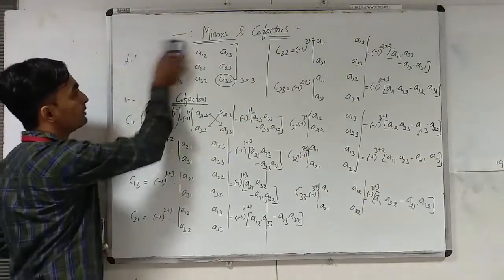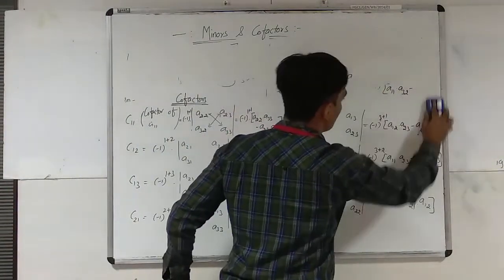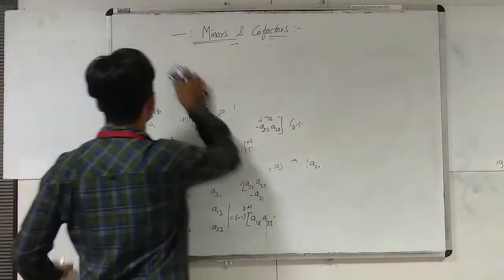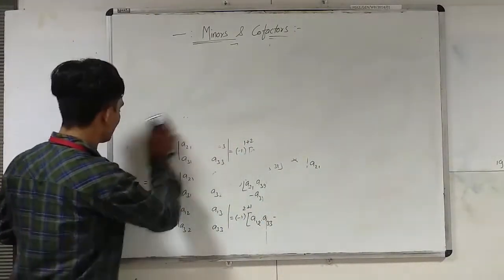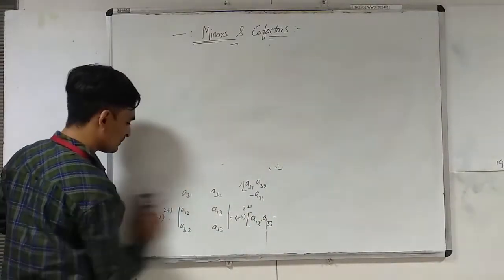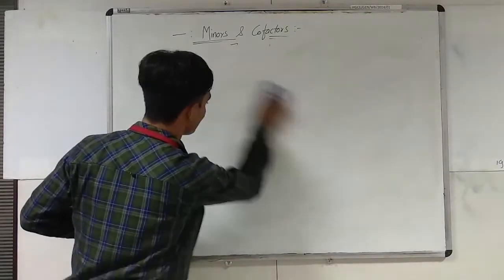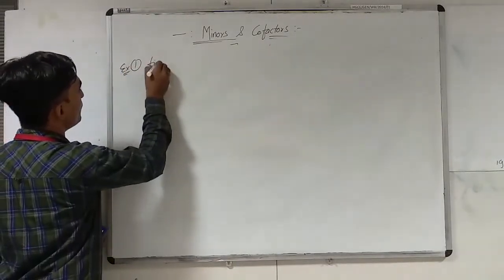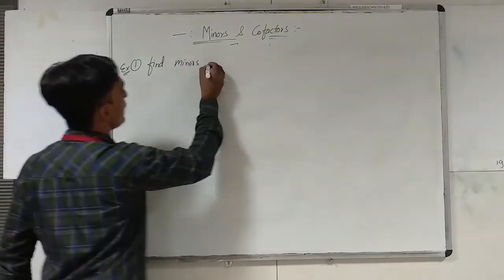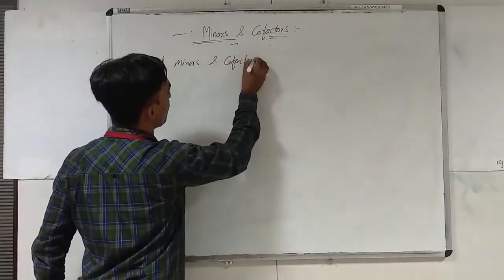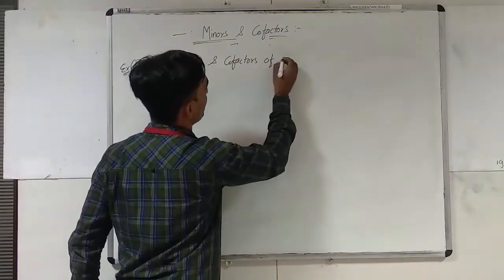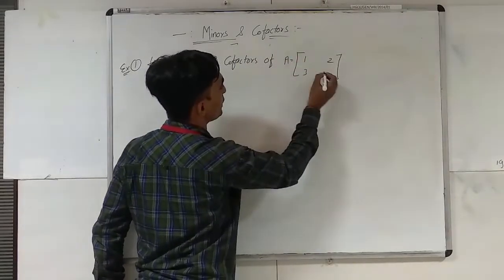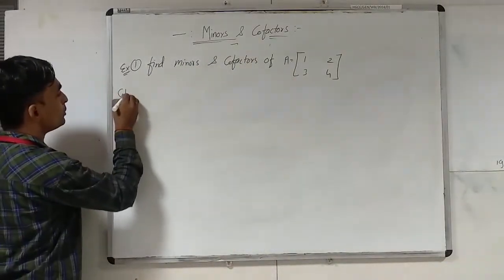Now we go for examples. First example: find minors and cofactors of matrix A equal to 1, 2, 3, 4. So, solution.